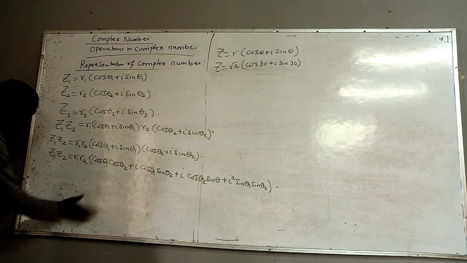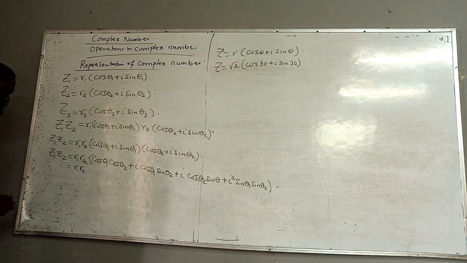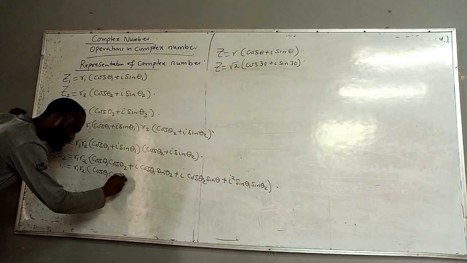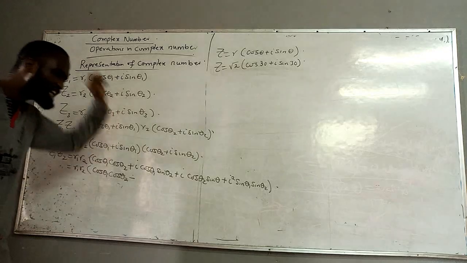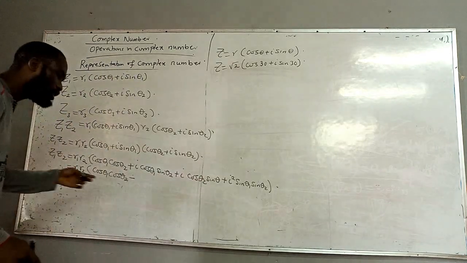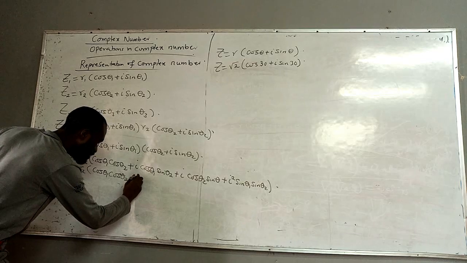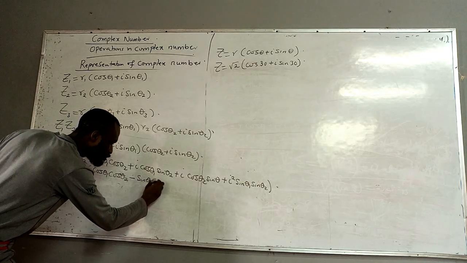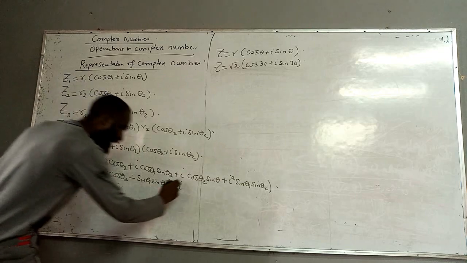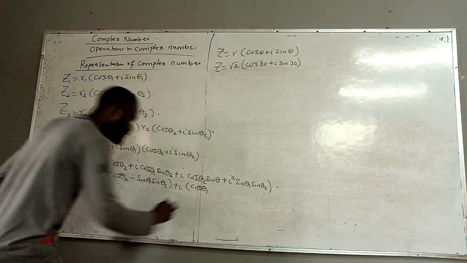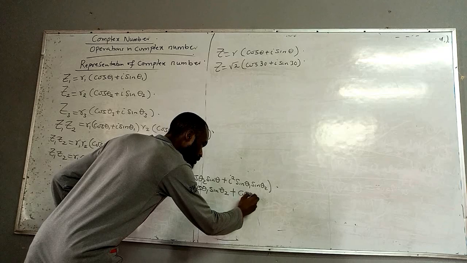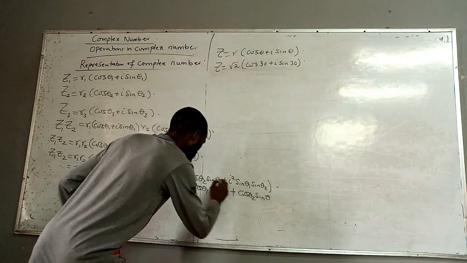Okay, let's continue. From here, r1 r2 times cos theta 1 cos theta 2, plus, now I want to combine like I did the other time, real with real. Since I have I square here, it will turn into a real part. I square is minus 1, so this turns into minus sin theta 1 sin theta 2. Then plus I times cos theta 1 sin theta 2 plus cos theta 2 sin theta 1.